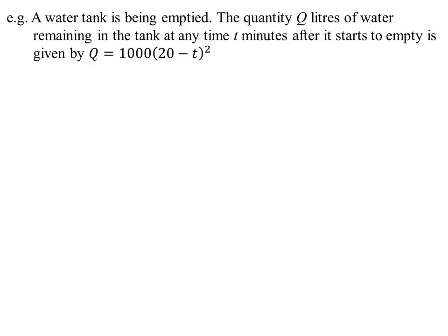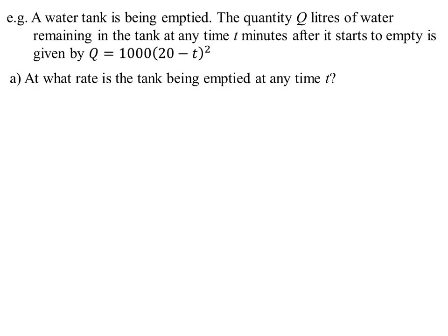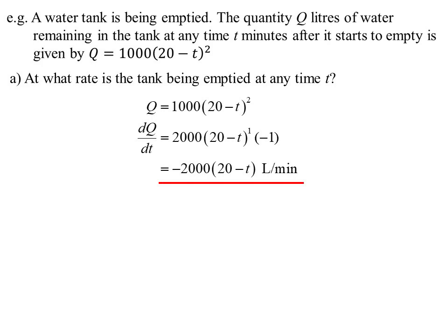Let's look at this one. We've got a water tank, it's being emptied. We know at any point in time there's Q litres of water in our tank, and they've given us a measurement for that volume. There it is, 1,020 minus T all squared. So what's the rate of change? What's the rate this tank is being emptied? There's Q, so basically they're saying dQ/dT. How does the quantity change with respect to time? We do our calculus, and there it is.